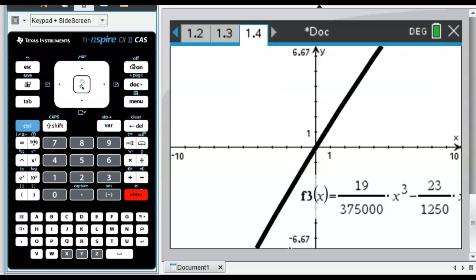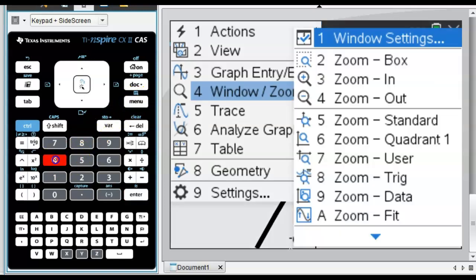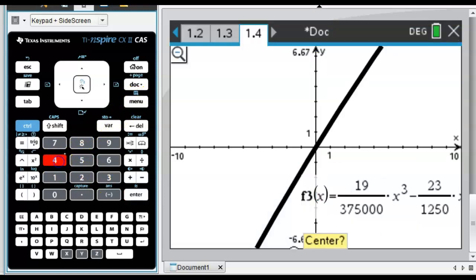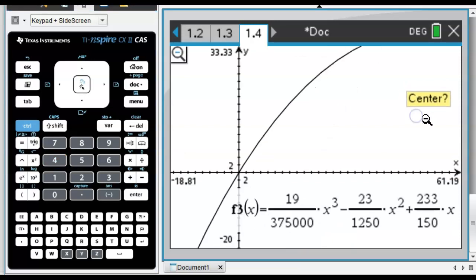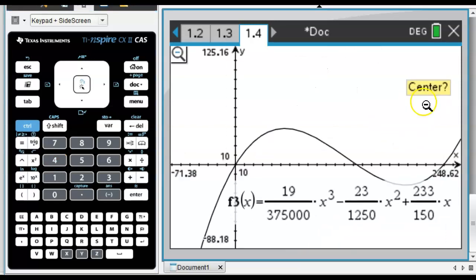Pressing enter. Right, obviously I can't see the whole graph yet, so I'm going to go into menu again, window, and then I'm going to go zoom out to start with. Right, so I can see the graph pretty similar to the one given in the question, so I'm happy with that. So I'm going to press escape.